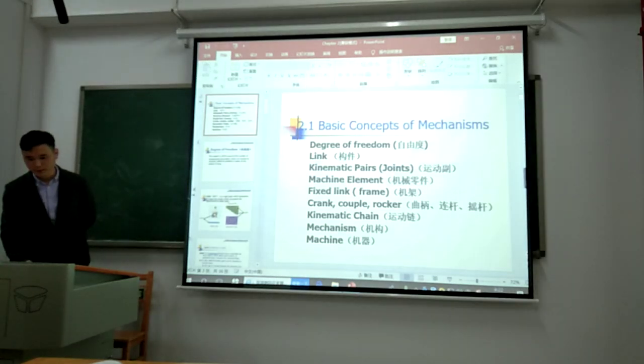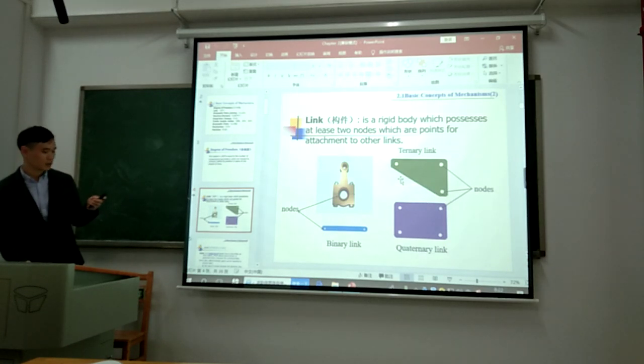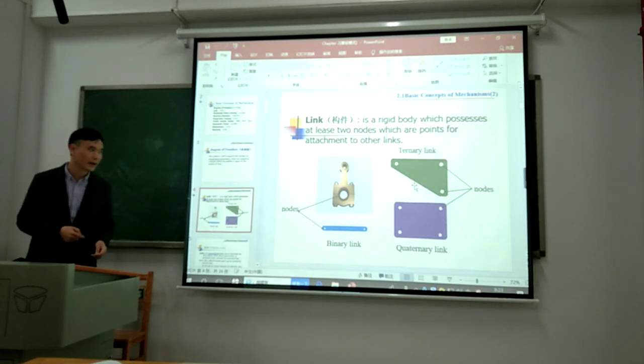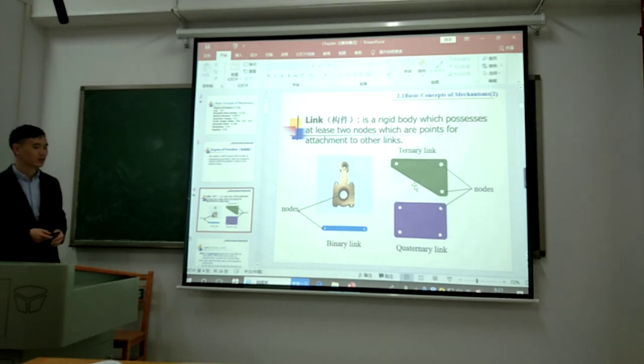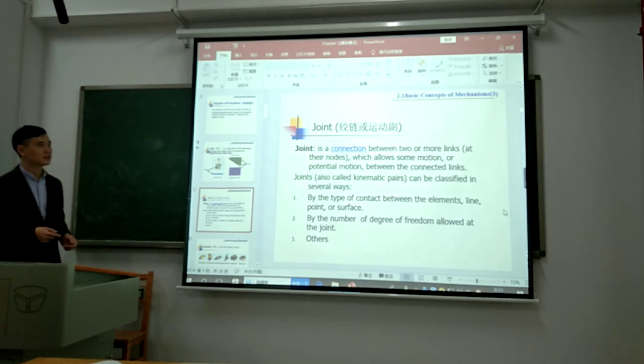Out of this fundamental basic concept of mechanism, we talked about this in the previous class. We talked about the link. What is a link? A link is a rigid body which has at least two nodes, which are points for attachment to other links. For example, this is a link. This is a binary link, a ternary link, and a quaternary link. The different links are determined by how many nodes are in the link. This is very important.